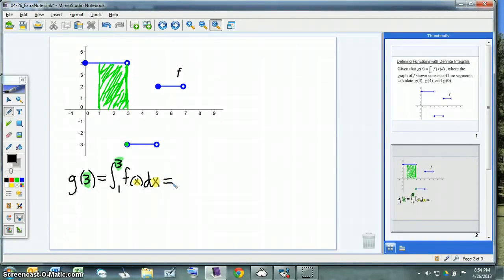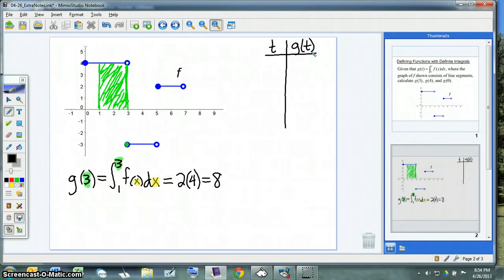Well, that has a width, of course, of 2 and a height of 4, and therefore I get a value of 8. I could actually keep track of my various inputs and outputs as I create this new function g and go and graph it if I wanted to. We weren't asked to. But for example, what this is saying is that there is a point on this new function whose input is 3 and whose output is 8.